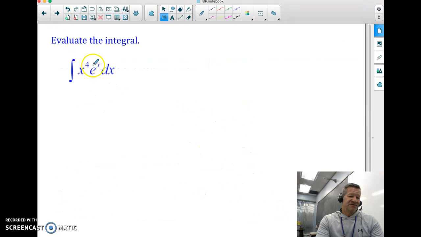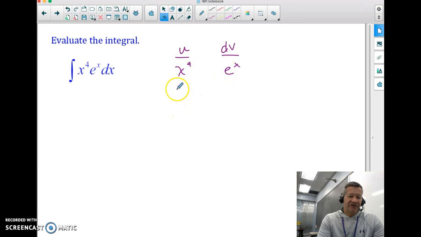Here's another example: x to the 4th e to the x dx. If I let u equal x to the 4th, I'm going to get 4x cubed, and I'll have to keep going. So tabular integration is going to work great here with that algebraic u. So x to the 4th, and let dv be e to the x dx. So differentiate down to 0: 4x to the 3rd, 12x squared, 24x, 24, and then finally 0. The antiderivative of e to the x is e to the x over and over again.